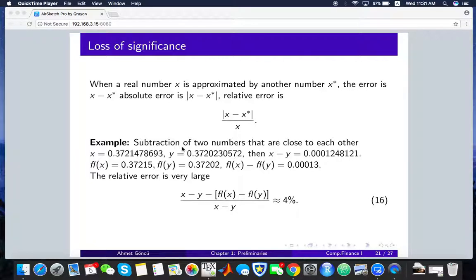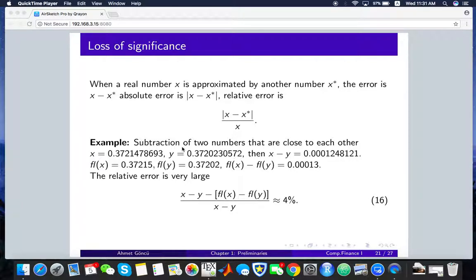When a real number x is approximated by another number x star, the error is x minus x star. The absolute error is the absolute value of this quantity. And you can also write the relative error by dividing by the exact value of the number. This gives us the relative error due to the approximation.